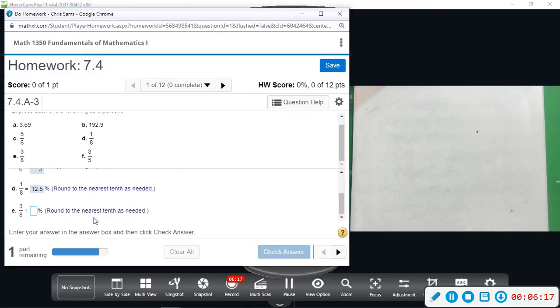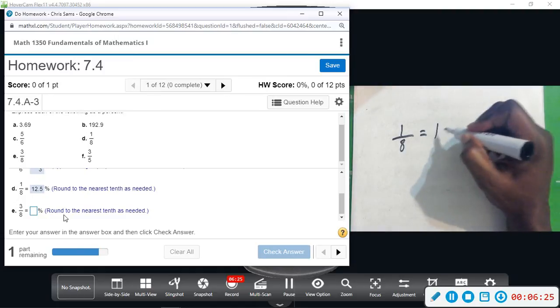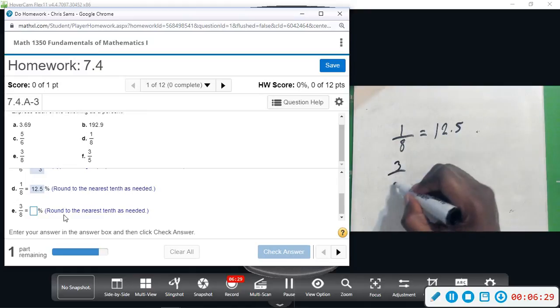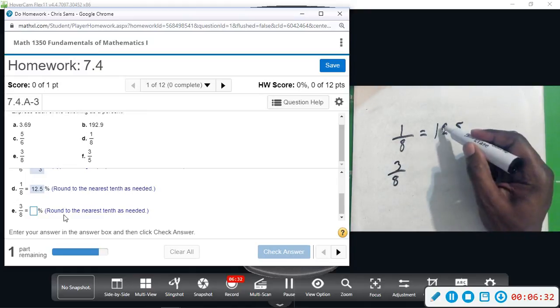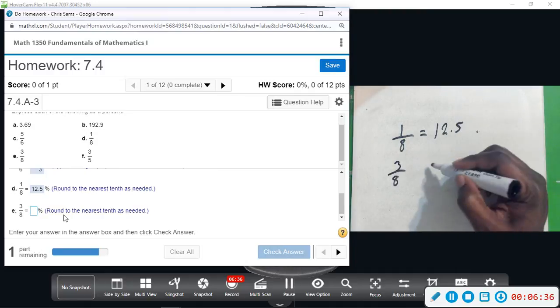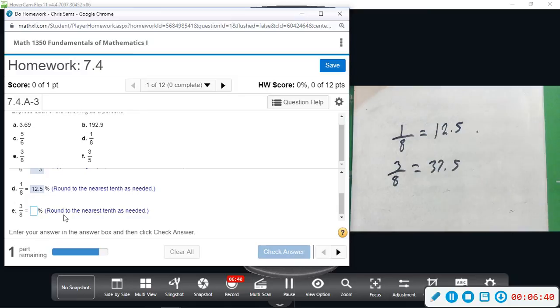All right, so this one, 3 over 8. We just did 1/8, and we got 12.5. So if we multiply that by 3, because we're doing 3 over 8, 3 times 12 is 36, and 3 times 5 is 15, so we'll have 37.5. But you can type it in. So we get 37.5%.